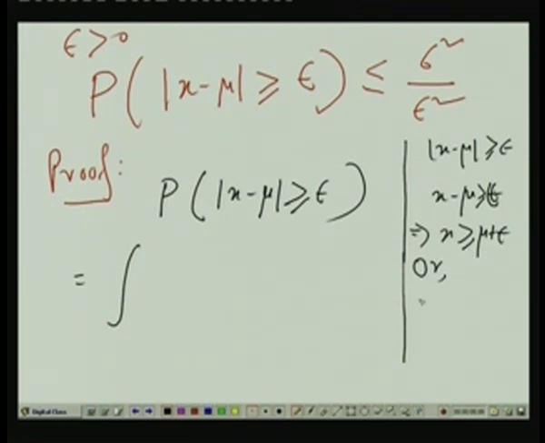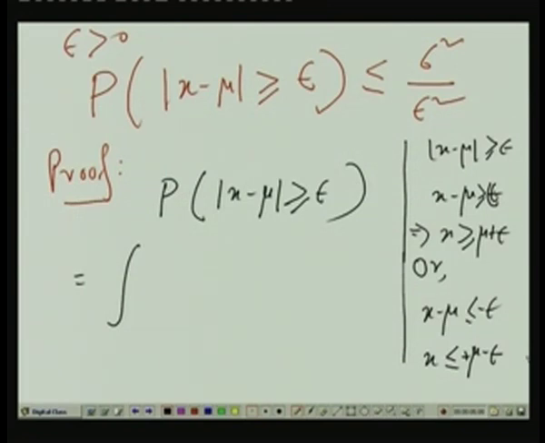if the deviation is negative, that is, x is taking a value less than mu, so the deviation is to the left of mu, in that case this is less than or equal to minus epsilon. Either the deviation is greater than or equal to plus epsilon, or less than or equal to minus epsilon. So what is the probability that x takes values either greater than or equal to mu plus epsilon, or less than or equal to mu minus epsilon?